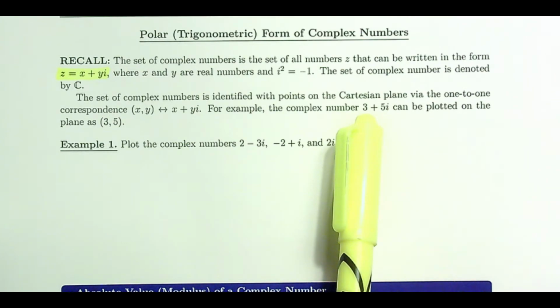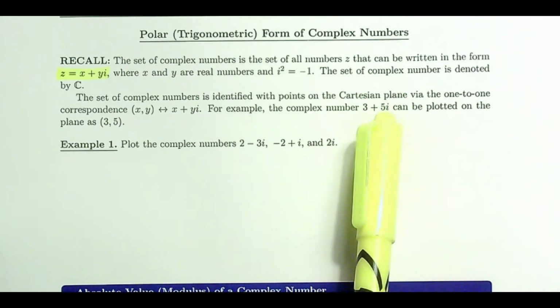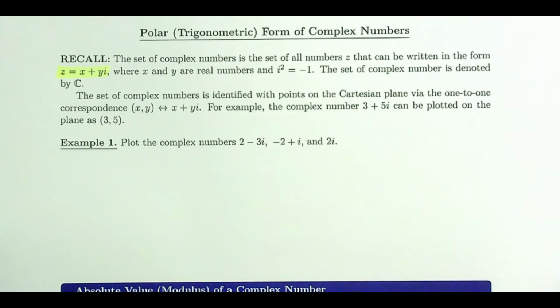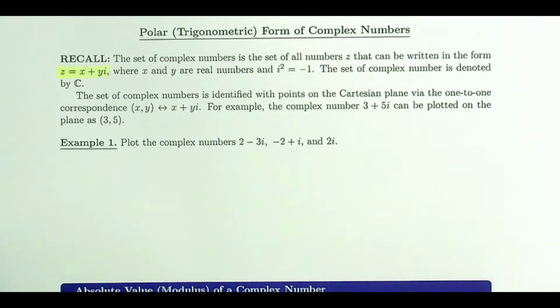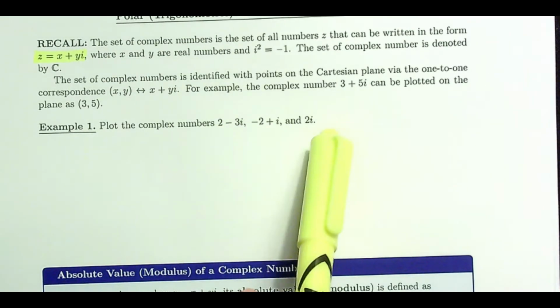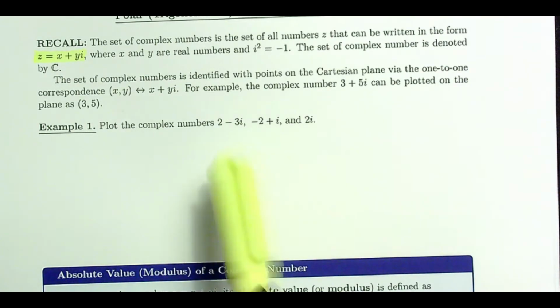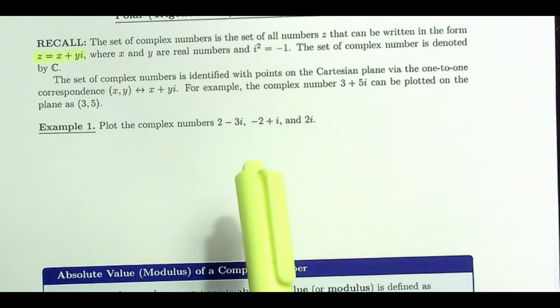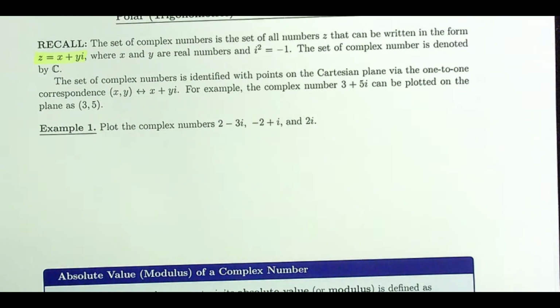The first number, the number that doesn't have the i, is the first coordinate, or the x coordinate, and then the coefficient of the i is the second coordinate, or the y coordinate. So that's another way of thinking about it. So for example, we can take these three complex numbers and plot them on the plane just like if they were points, like the traditional way of writing points with coordinates.